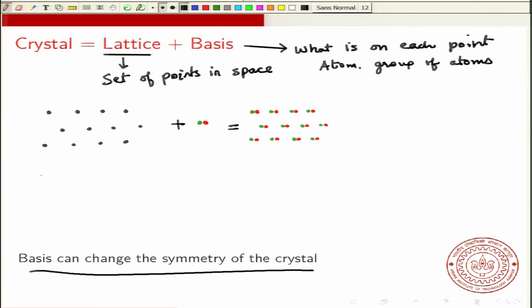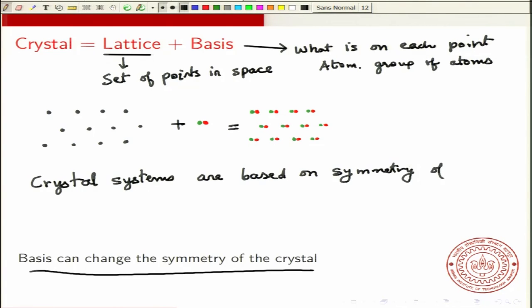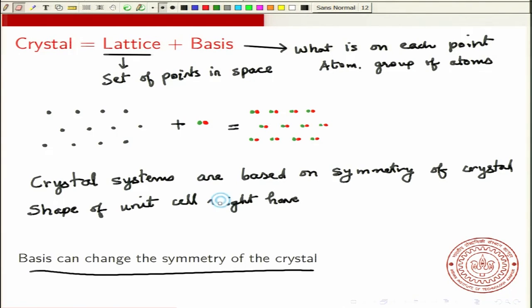And what is important is that crystal systems are based on the symmetry of the crystal, the overall crystal symmetry, and this depends on both the lattice and the basis. Sometimes we choose the shape of the unit cell, but the shape of the unit cell itself does not decide the crystal symmetry.